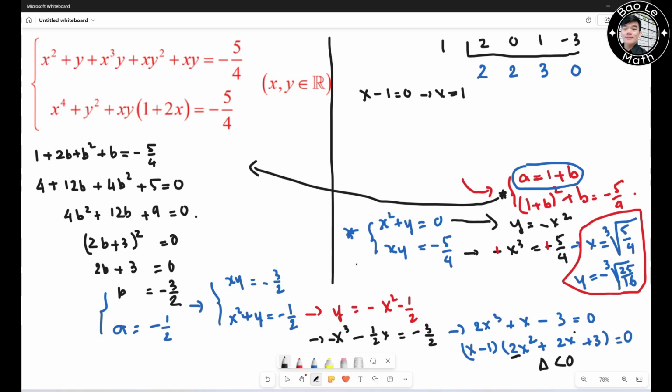Okay, s equal to 1, substitute back over here, we have y equal negative 3 over 2. Alright, so we have 2 solutions, right? The first one right here and the second one right here. And it's a good time to stop.